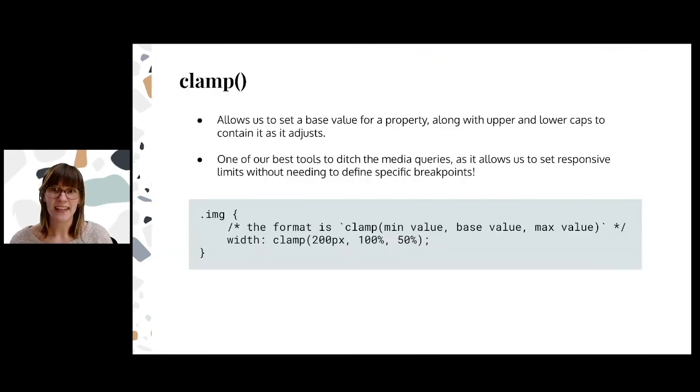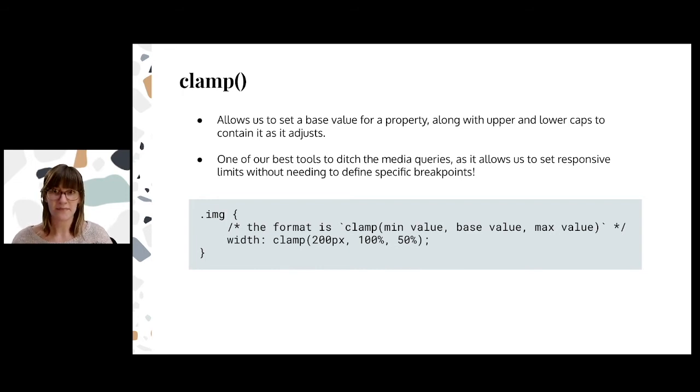Clamp allows us to set a base value for a property, along with upper and lower caps to contain it as it adjusts. This is one of our best tools to ditch the media queries, as it allows us to set those responsive limits without needing to define specific breakpoints to do so.